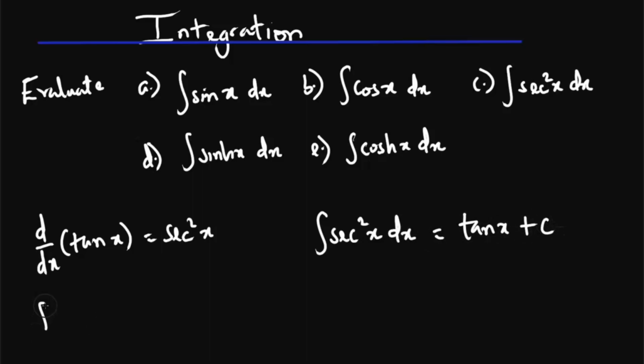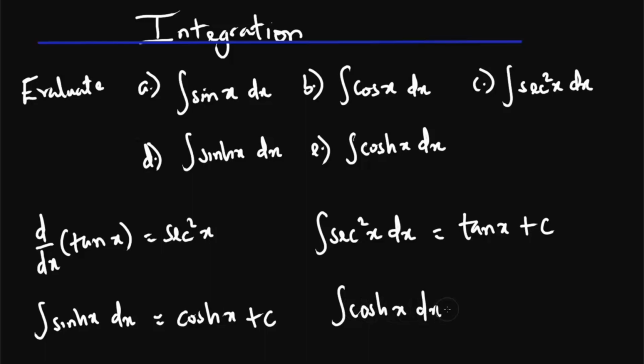When you want to integrate sinh x dx, this is a hyperbolic function, and it is just going to be the opposite. So when you integrate sinh, you have cosh x plus c. And when you integrate cosh, you just have the opposite, sinh x plus c. Very simple. So that's it.